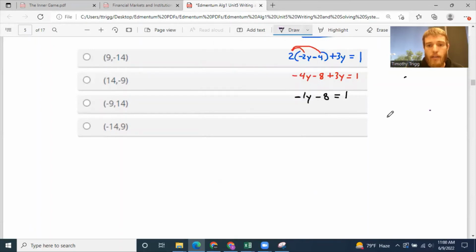Let's go ahead and add 8 to help us solve for y. We're going to add 8 to both sides, giving us negative 1y equals 1 plus 8, which is 9. Lastly, to solve for y, we're going to divide by -1 on both sides of the equation, giving us that y is -9. Okay, so now we know our y value is -9. Well, that means it has to be this one, doesn't it? Right. This is the only one that has a y value of -9.